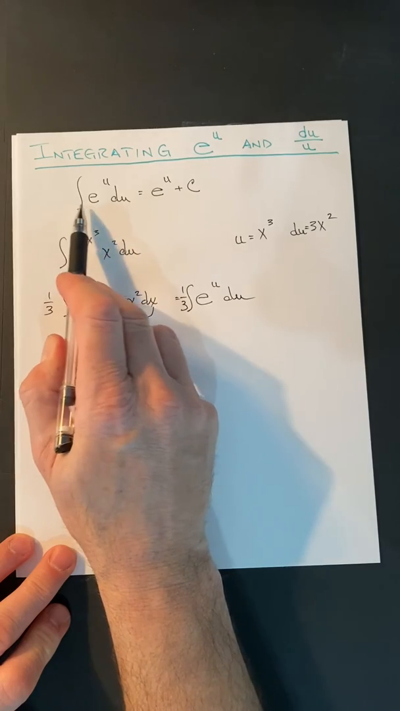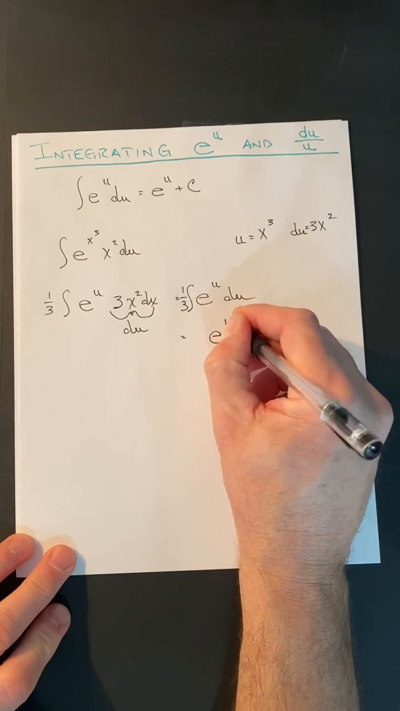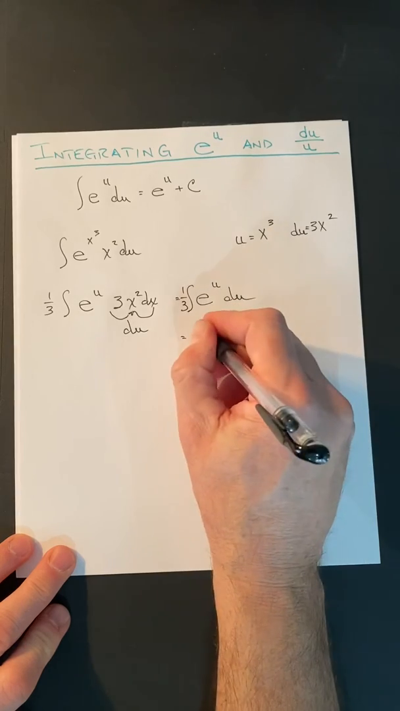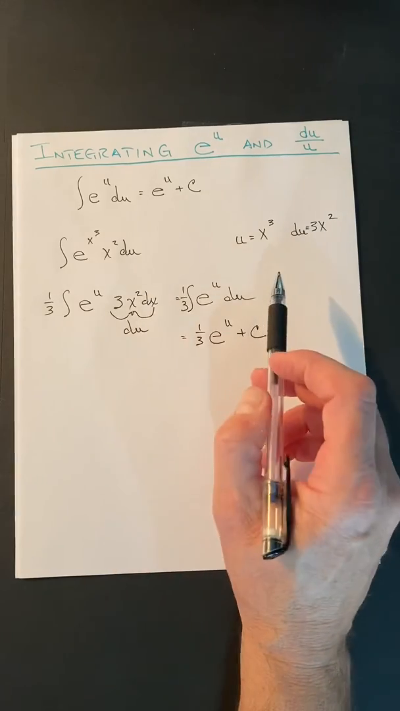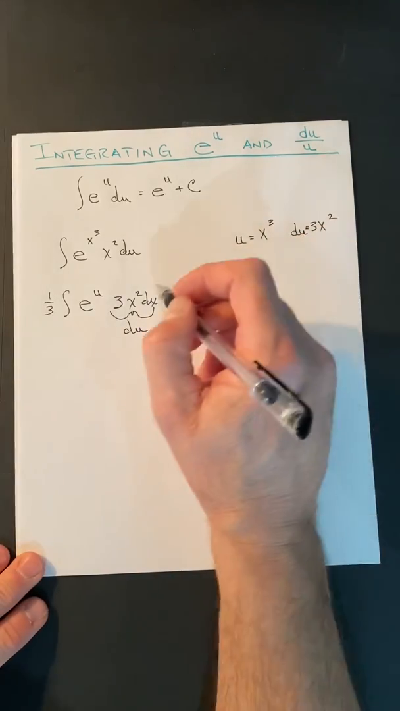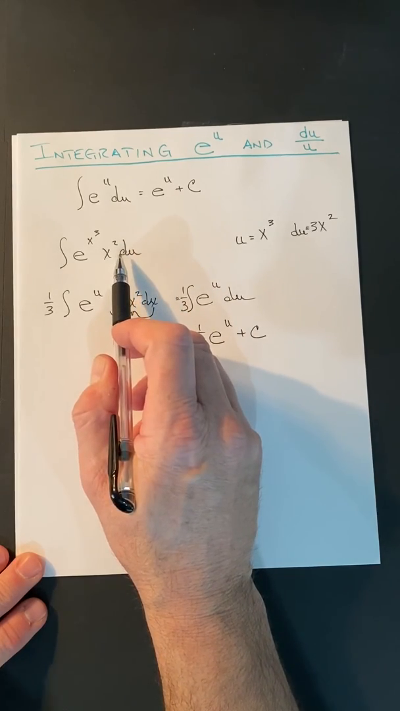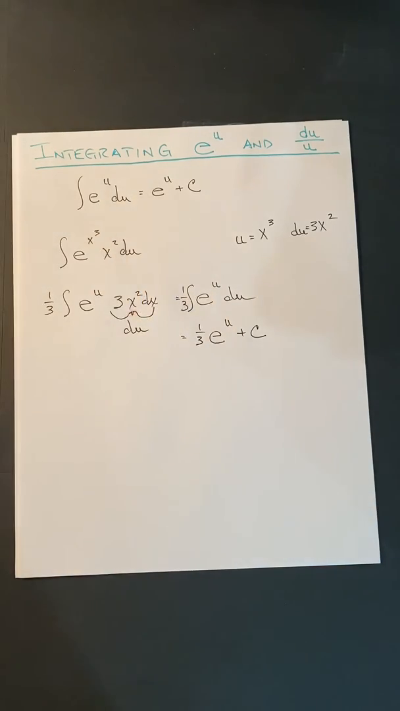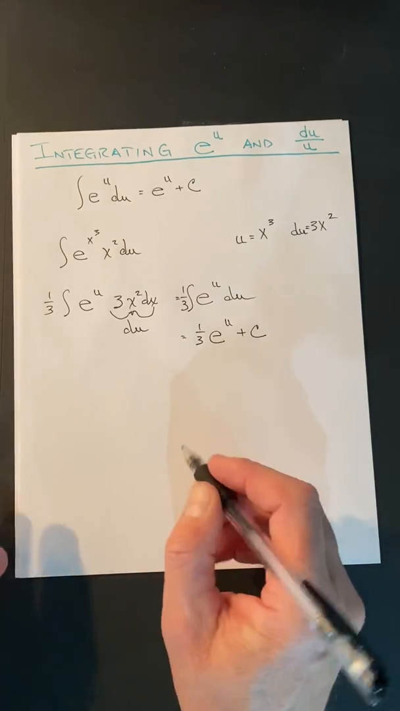Well, if I have the integral of e^u du, I know it is simply e^u plus c, right? But then I have to account for this 1/3. So when I'm going through this, in order to make this work, I have to get my du set up just like I did before in the other problems where I was just integrating u to the n du. So let's look at another example and see how it would work.